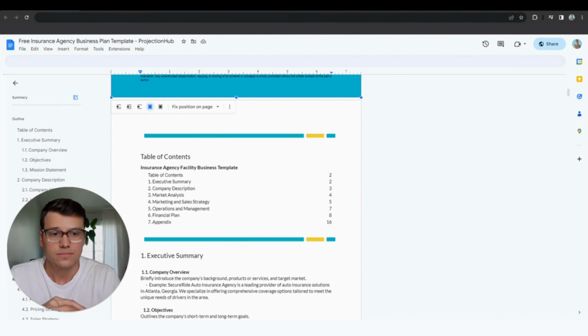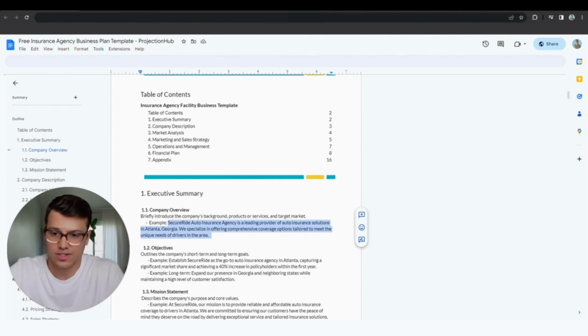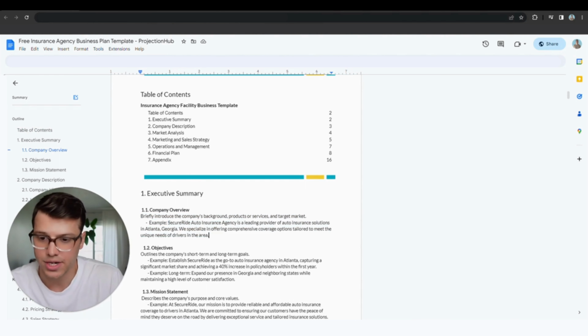So in this structure, you're going to see a heading, a subheading, a brief description of what that subheading should include, and then a 1 to 2 sentence fictitious example for a fictitious SecureRight auto insurance based out of Atlanta, Georgia. Many of the sections in this template are going to need more information, but you're also going to be able to remove some of this. So this is going to be kind of a floating number.